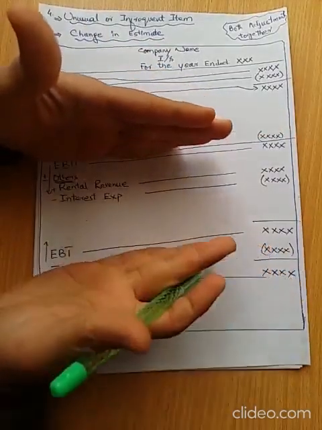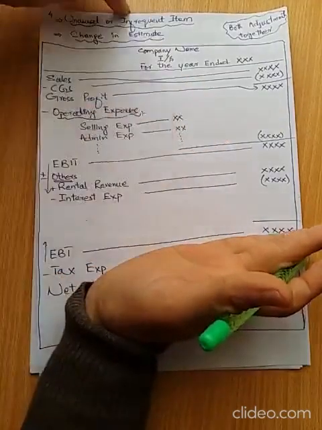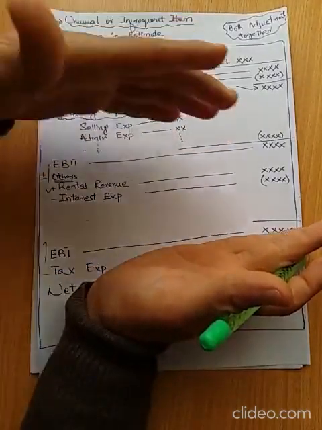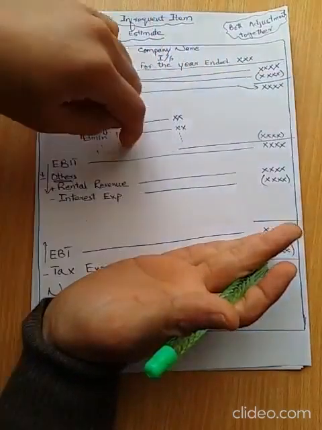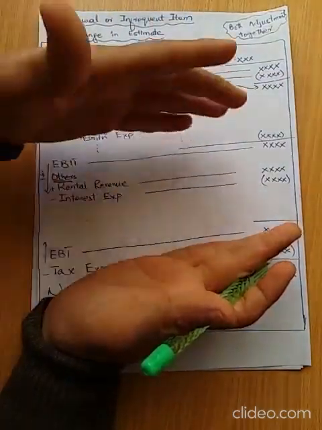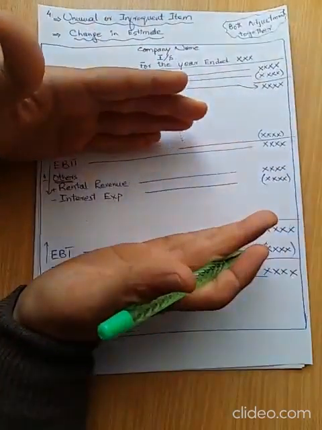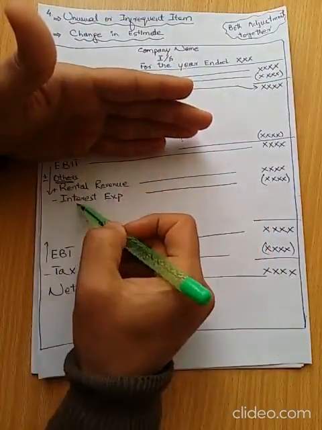After EBIT and before EBT, whenever you have an unusual, infrequent item or change in estimate, you're going to adjust them in between these two, EBIT and EBT. You're going to adjust them here in this region, under the heading of others.